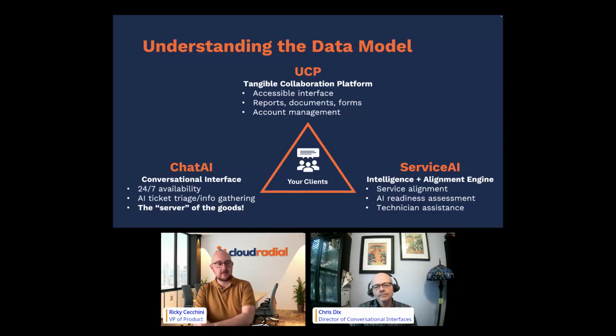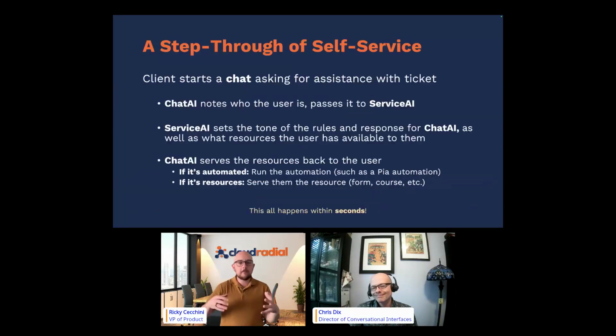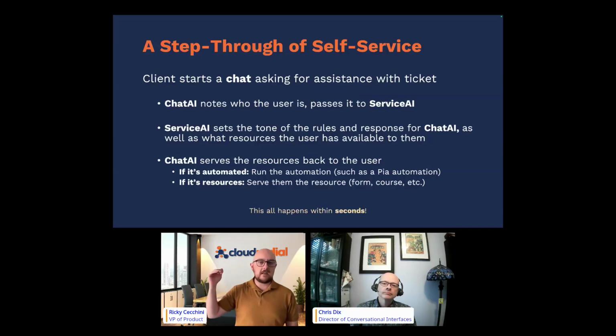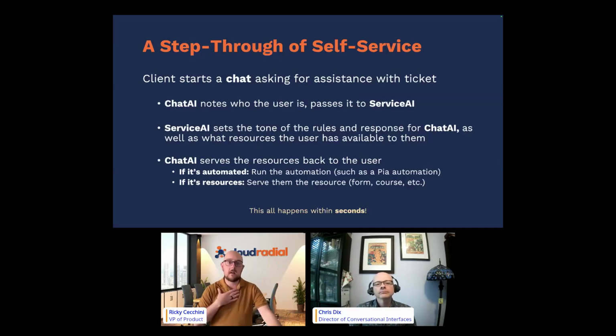So I'm going to get to my core bit here. This is how the actual self-service works or will work, right? This is what we're envisioning. When a client starts a chat asking for help, I said assistance with a ticket, but I really should have said help. This is what's actually happening. So Chat AI is able to go, we'll use Chris as an example, right? It's Chris Dix. He is the CEO of this chat company, but he's a client of ours.